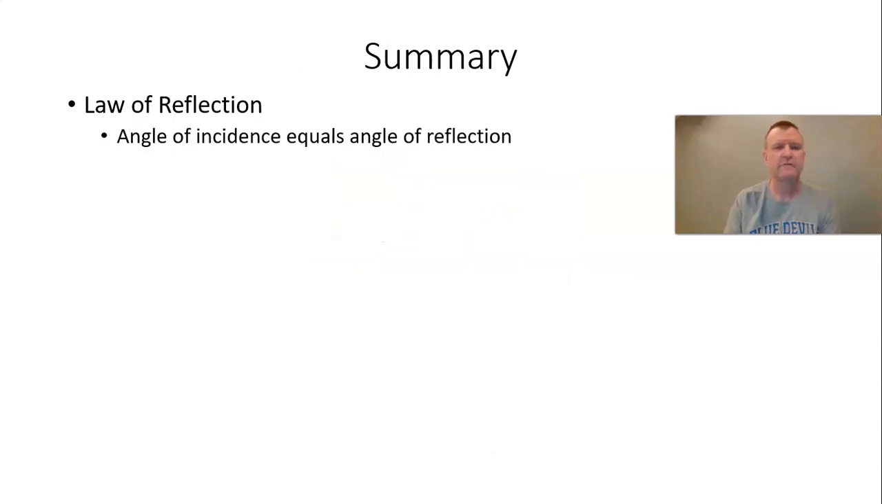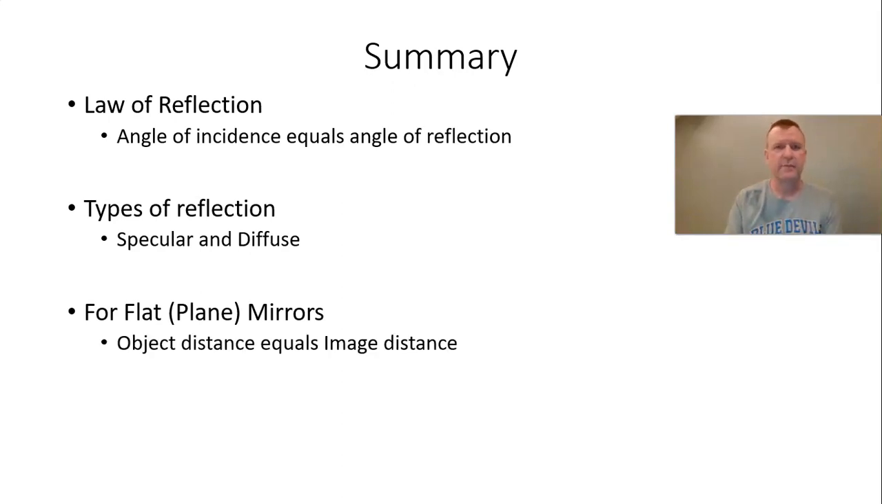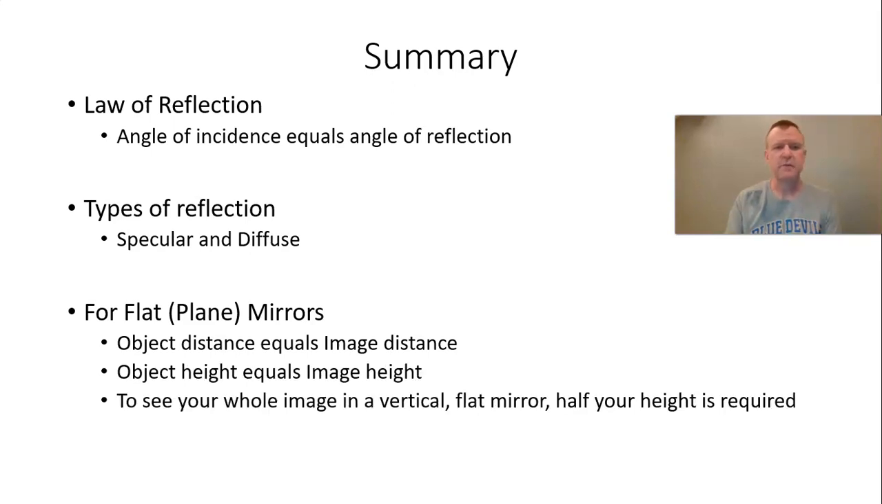So a quick summary here. Law of reflection states that the angle of incidence equals the angle of reflection. Types of reflection, we have specular, which was off a smooth surface like a mirror, and diffuse reflection, which would be off a lake that has little waves on it, or reflecting off a table like I showed in that one picture. For flat or plane mirrors, the object distance equals the image distance, and the object height equals the image height. And to see your whole image in a vertical flat mirror, you need a mirror that is half your height.